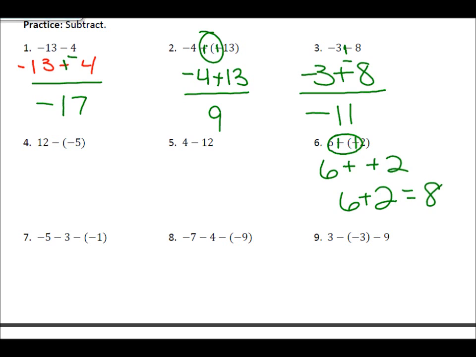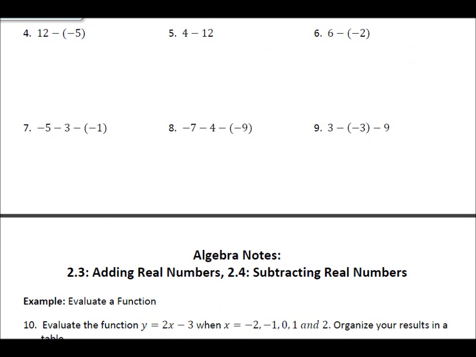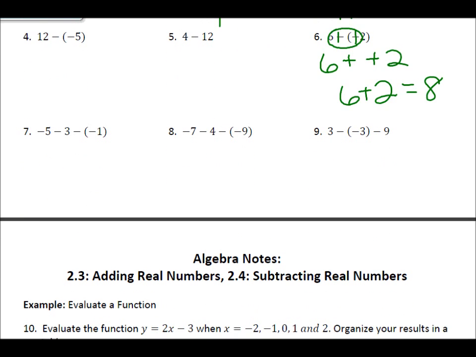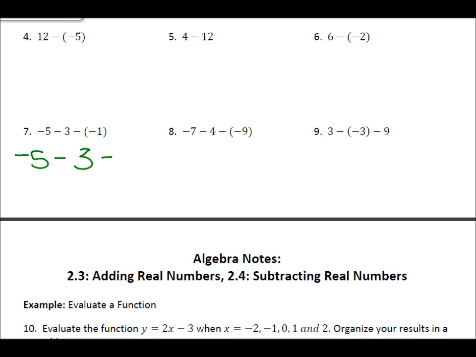7, 8, and 9 work the same way. The difference we have here is that we need to do just 2 at a time. Those two negatives here are going to make a positive. So really, we've got to do our negative over here too, plus a negative. So I really have negative 5 plus negative 3 plus 1.